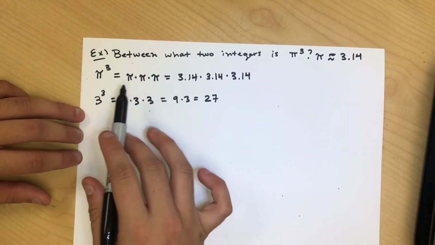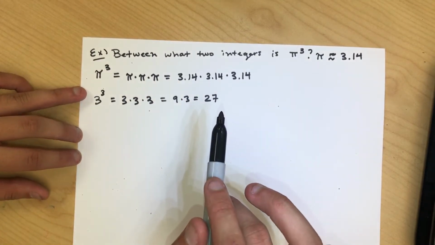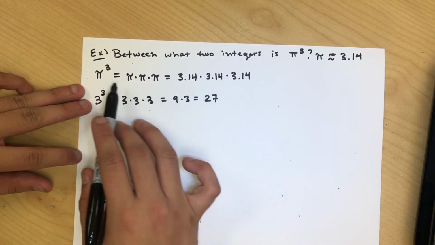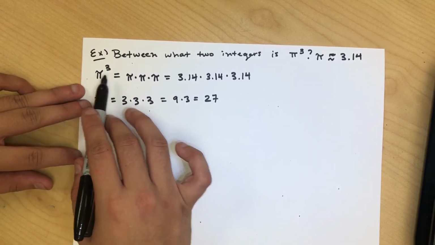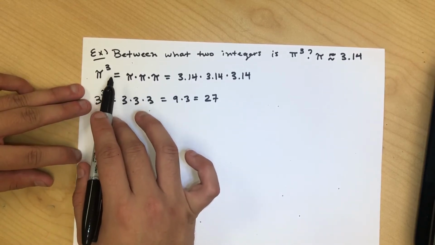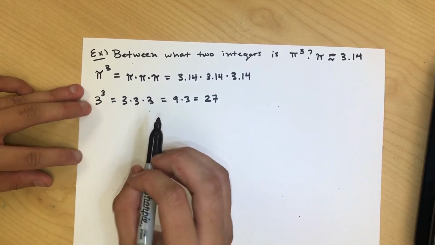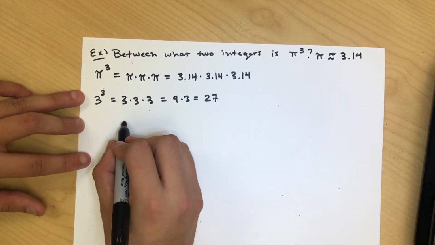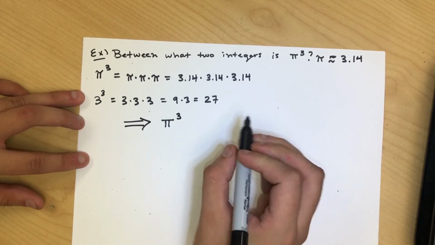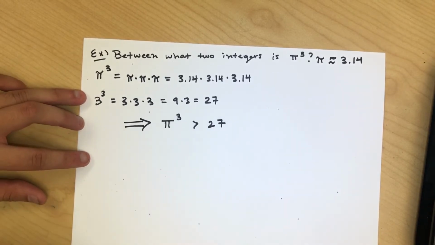So now back to this problem. We want to know between what two integers is pi cubed. Well, we know 3 cubed is 27. But pi is bigger than 3. So that means that pi cubed has to be bigger than 3 cubed, since pi is bigger than 3. So what we can write here is we can say this means that pi cubed is greater than 27. Okay, so we know this much so far.